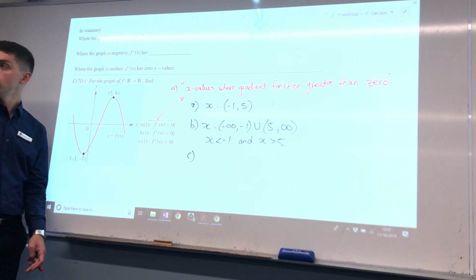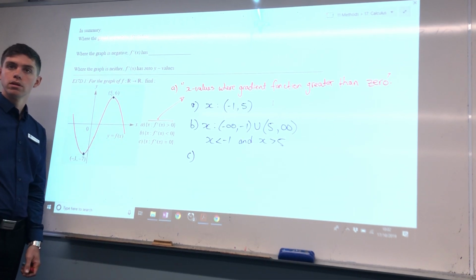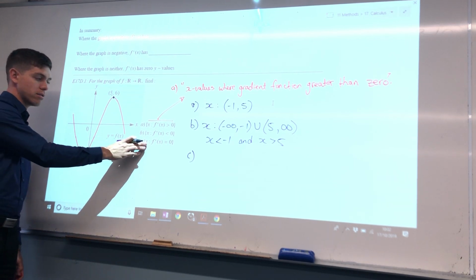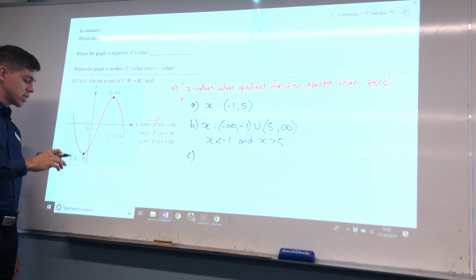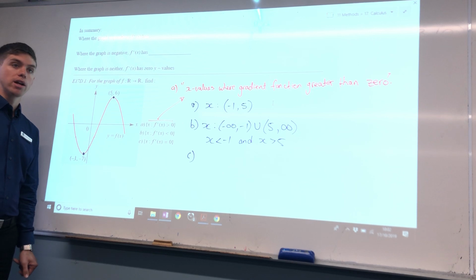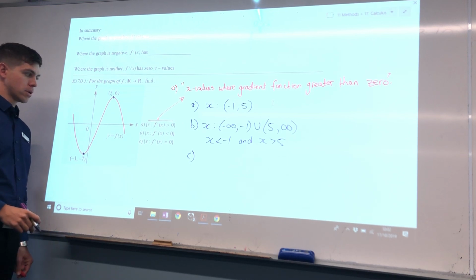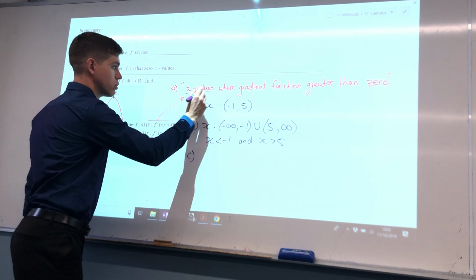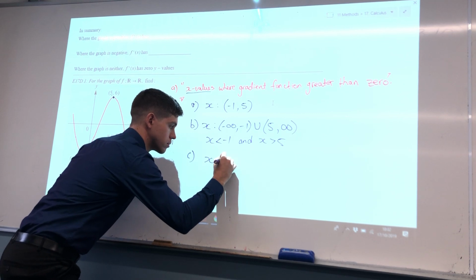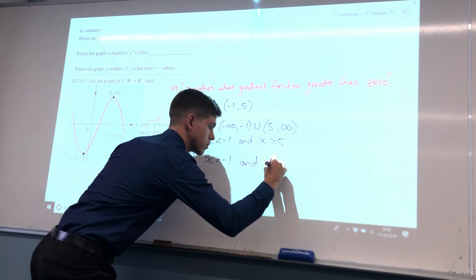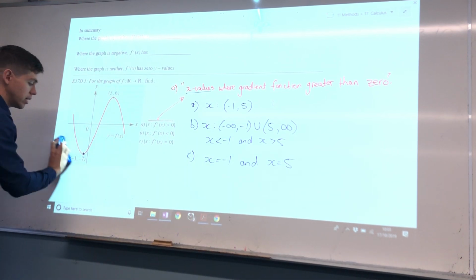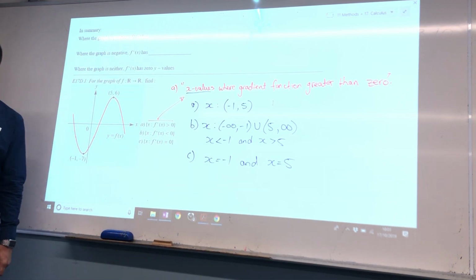And last of all, another volunteer, what's this asking? Is equal to 0 when the values of y are equal to 0. Right. When is our gradient function going to be equal to 0? Can we see any points on this graph where we have a gradient of 0? At the turning points. Yep, -1, -7, and 5 and 6. So the x values would be -1 and 5.